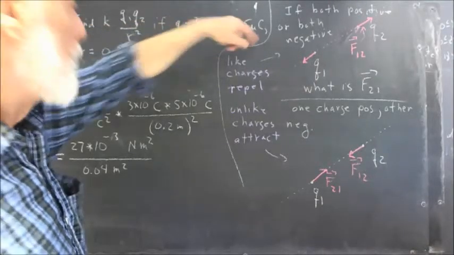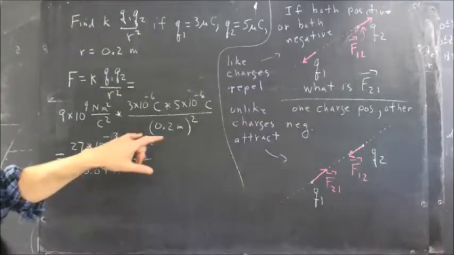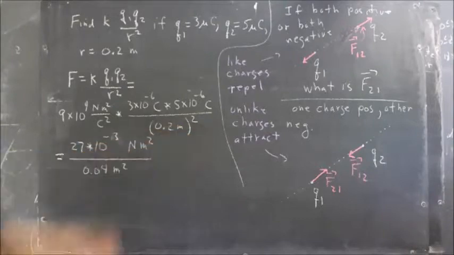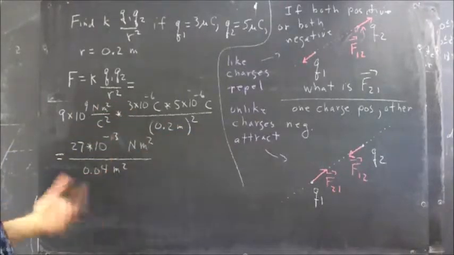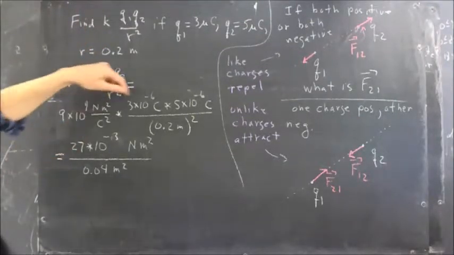Q2, 5 microcoulombs, 5 times 10 to the negative 6 coulombs. And you're dividing that by the square of r, and r is 0.2 meters. Okay, so that's quite easy to calculate. You can calculate that in your head. I can calculate it in my head. Hopefully some of you can calculate it in your head.